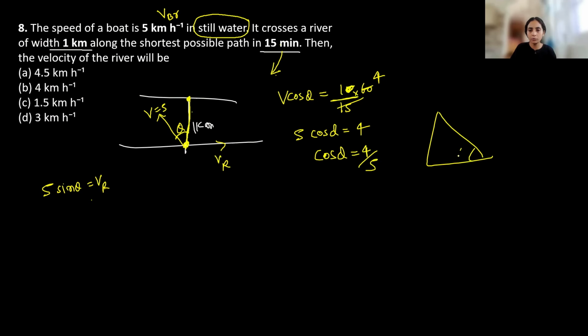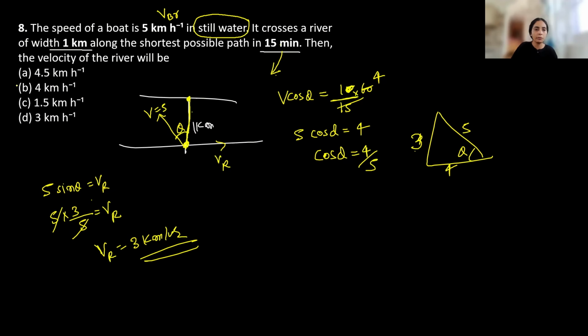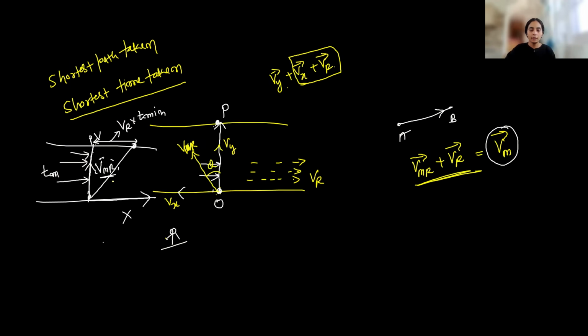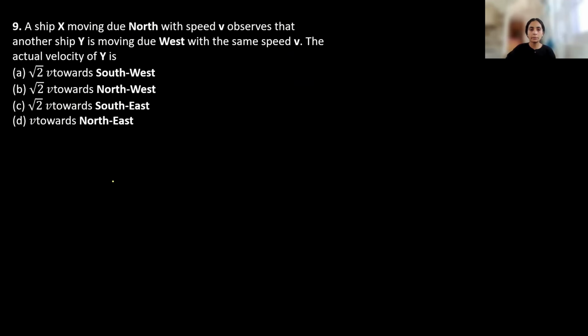So what will be sin theta? आप triangle बना लो, इसको theta ले लो. So this is cos theta. So this is 4, this is 5. So this has to be what? 3. So sine theta will be 3 by 5. So 5 into 3 by 5 is equal to VR. So VR is equal to 3 kilometer per hour. This is going to be your answer. So the answer will be option D. Okay. I hope you are clear with this one.